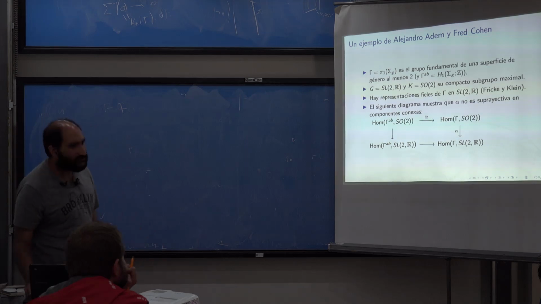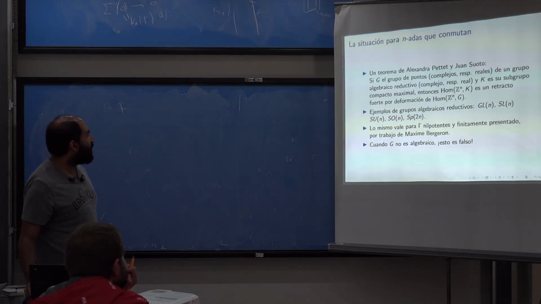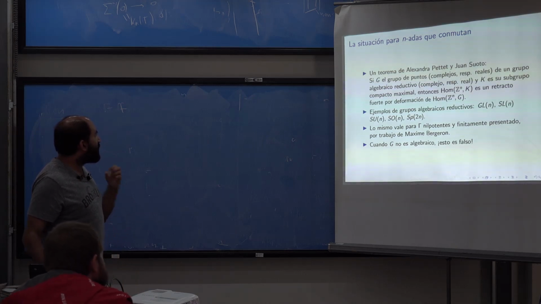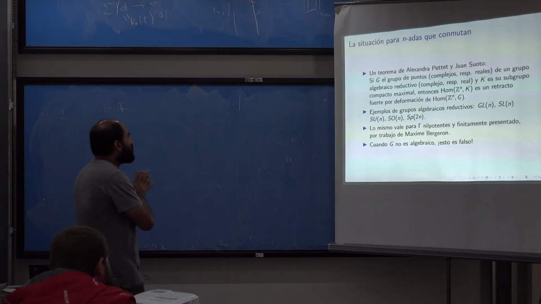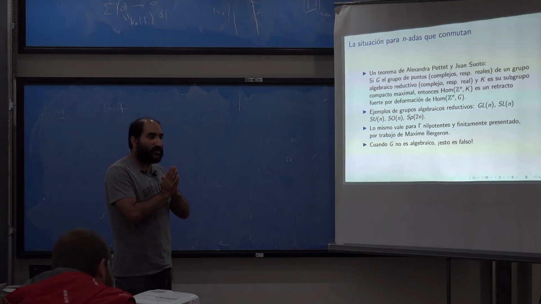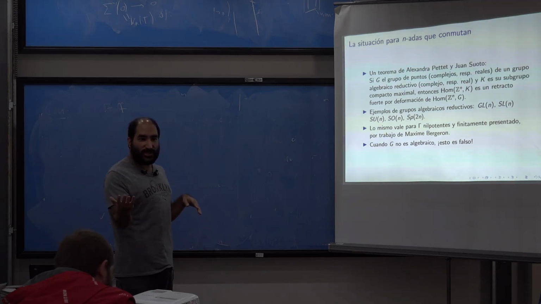All right. But there gamma was the fundamental group of a surface. What if gamma is an easier to understand group than that? Well, let's look at the situation for Z to the n, which gives us commuting n-tuples. There's a theorem of Alexandra Pettet and Juan Souto that says that there are good cases in which you do get a homotopy equivalence between commuting n-tuples in G and commuting n-tuples in the maximal compact subgroup.